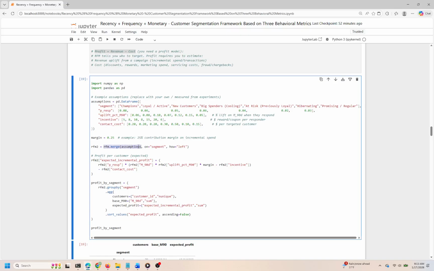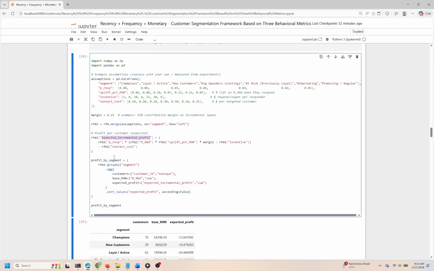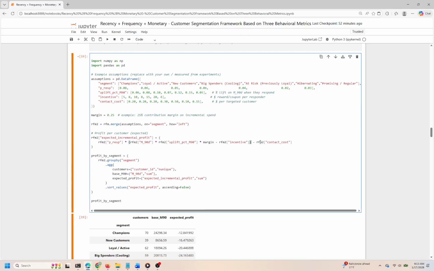Next, we calculate the expected incremental profit for each customer. This formula takes into account the probability of response, the projected uplift in spending, the contribution margin, any incentives offered, and the cost of contacting each customer. It's quite important to understand that each of these variables can significantly impact the bottom line.